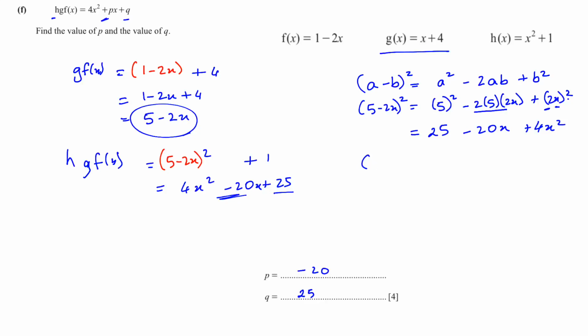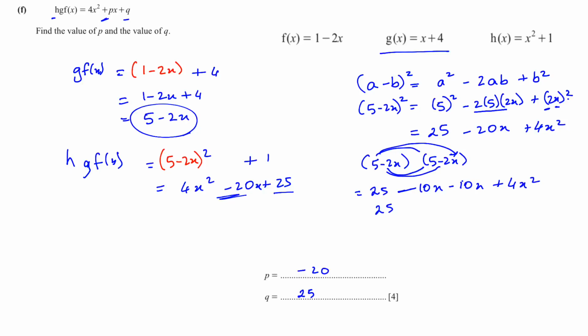5 minus 2x times 5 minus 2x. So the first thing is we'll multiply 5 with 5. That will give us 25. Then 5 with negative 2x. That will give us negative 10x. And then negative 2x multiplied by 5 is going to be negative 10x. And negative 2x multiplied by negative 2x will give us 4x square. Add the like terms together and you will get the same answer. So we found our P and our Q.